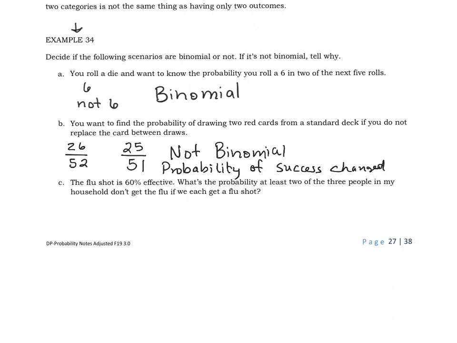The flu shot is 60% effective. What is the probability at least 2 of the 3 people in my household don't get the flu if we each get a flu shot? So either you're going to get the flu or you're not. So either the flu shot was effective or not effective.